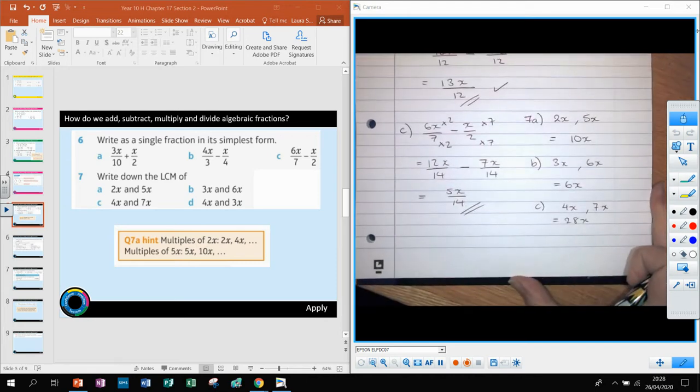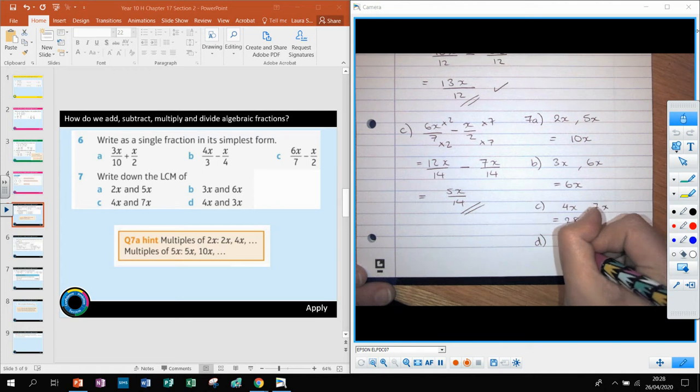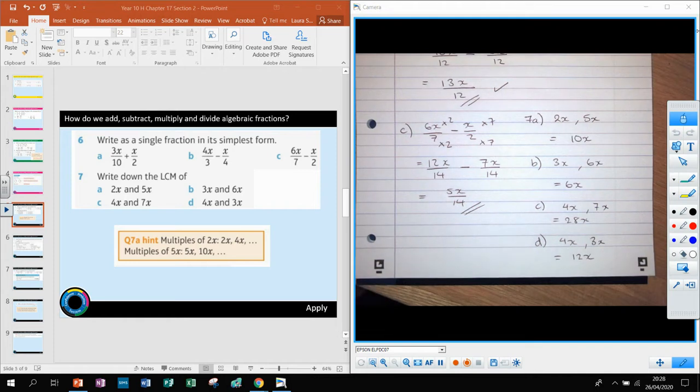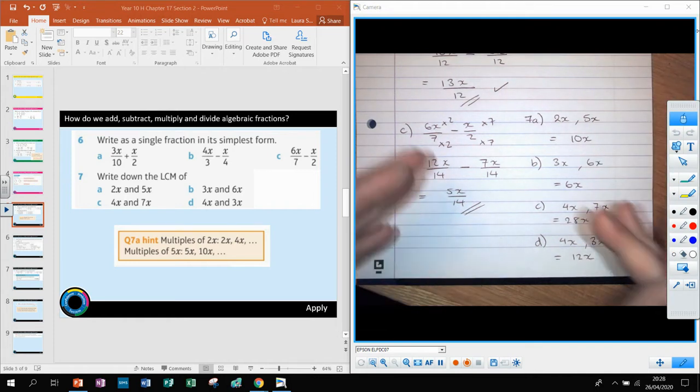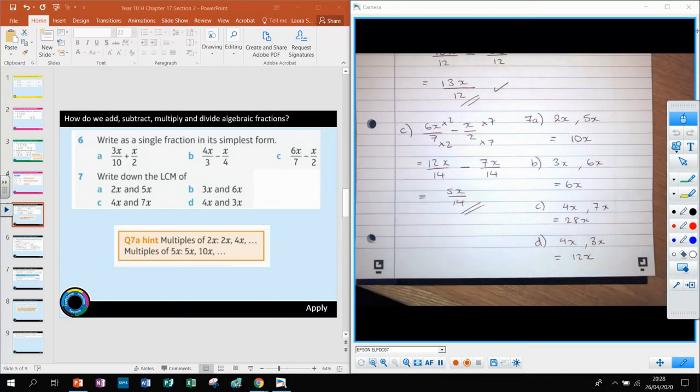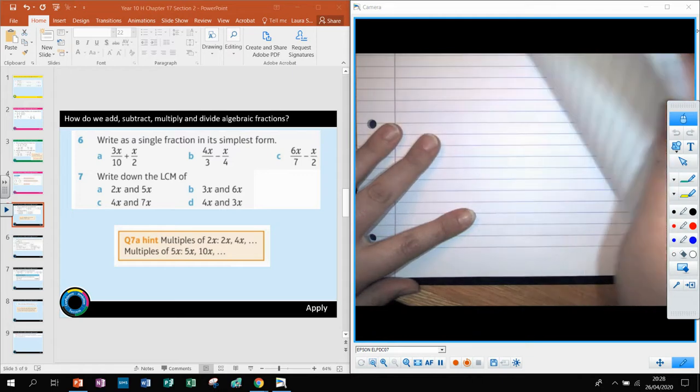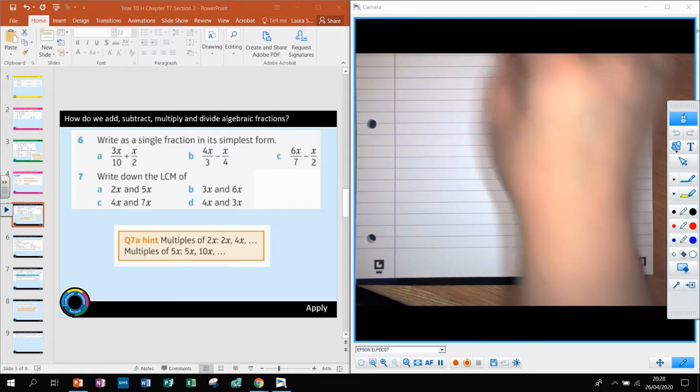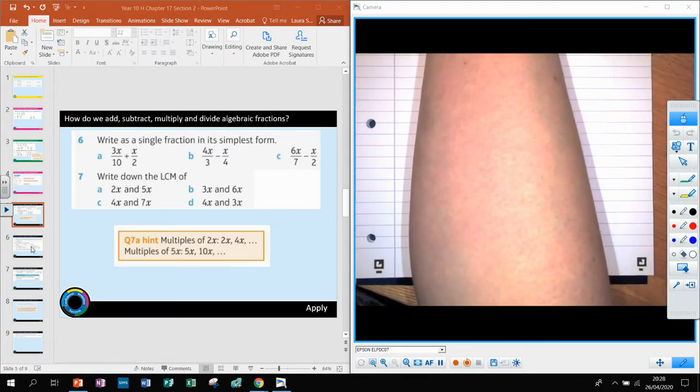Okay, and my very last one, part D, where I had a 4x and a 3x, my lowest common multiple is 12x. Okay, so hopefully those made sense. Very similar as if we were just dealing with normal fractions. The only difference now is we have an x attached to our number that's multiplied by it. Okay, lovely. All right, so that brings us to your next task.